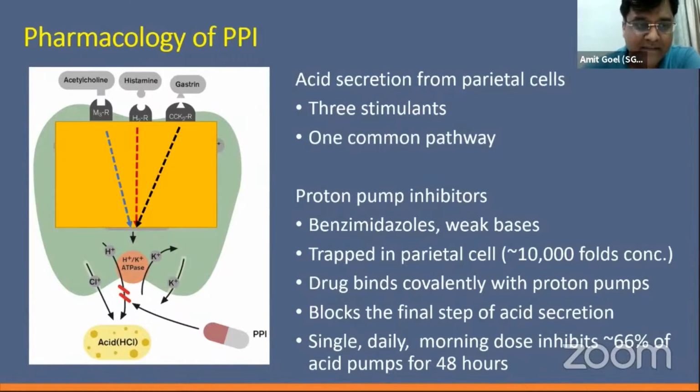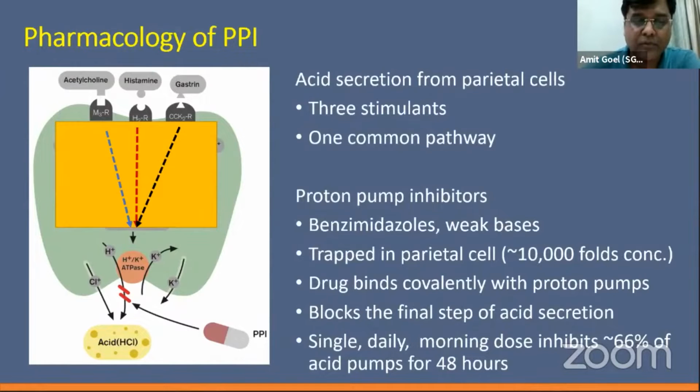In parietal cells, there are three types of stimulants which stimulate acid secretion. These are acetylcholine, histamine, and gastrin. Through different mechanisms, they finally converge in a common pathway of the hydrogen potassium ATPase, or acid pump, and they stimulate acid secretion from this pump. And the proton pump inhibitor is inhibiting this pump. It is irreversibly blocking this pump.